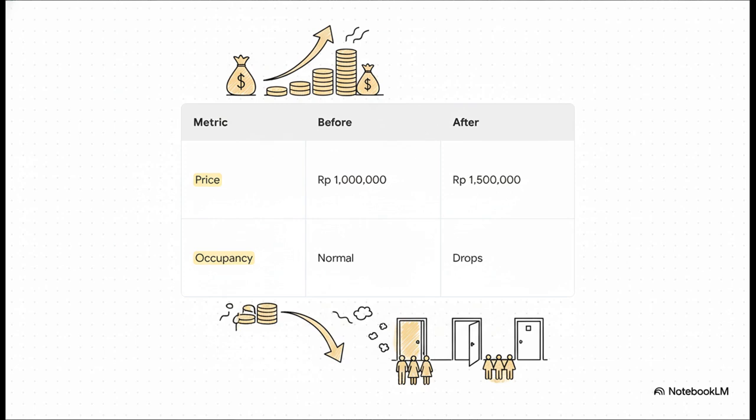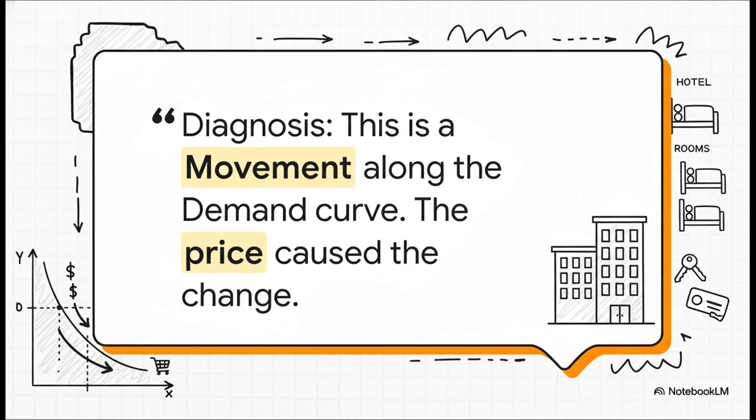Essentially, the manager was testing the price elasticity of their demand, and they found the point where some customers said, nope, not worth it anymore. So the diagnosis here is crystal clear. This is a classic movement along the demand curve. Nothing about the market changed. The only variable that changed was the hotel's own price, and customers responded.